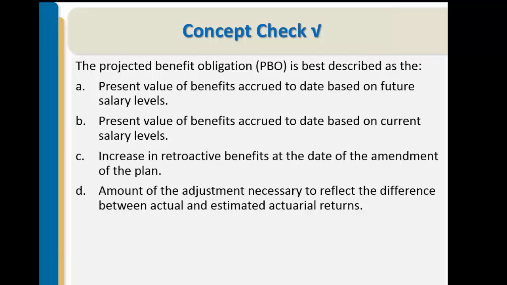Okay, so the question here is, the projected benefit obligation is best described as the present value of benefit accrued to date based upon future salary levels, present value of benefits accrued to date based upon current salary, increased retroactive benefits at the date of the amendment of the plan, and an amount of the adjustment necessary to reflect the difference between actual and estimated accrual returns. Okay, so hopefully the answer is A, because what we're looking at is future salary.